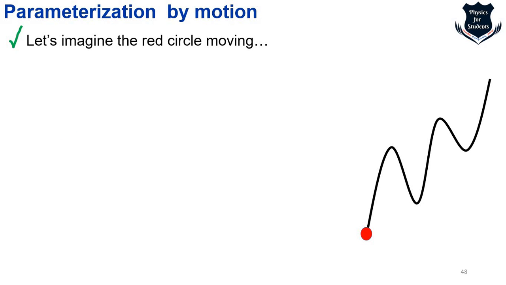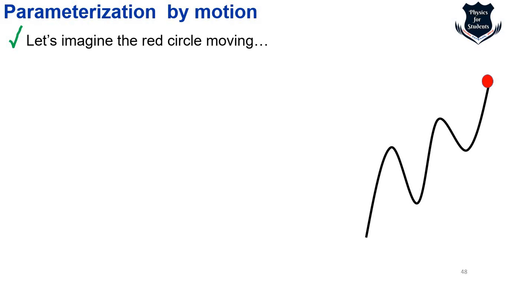Now how do we parameterize it by motion? Step number one, we go for a step-by-step approach. Let us first imagine that we start moving the red circle. Here it goes up and down and up and down and up, right? Okay, so this is how the red circle moves.